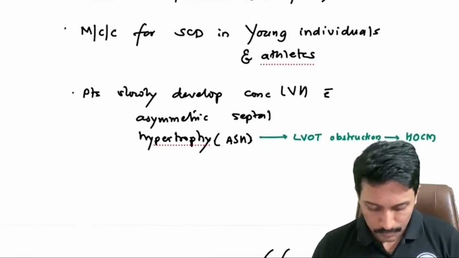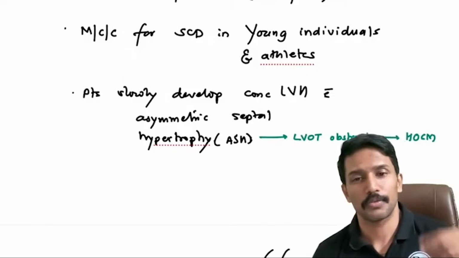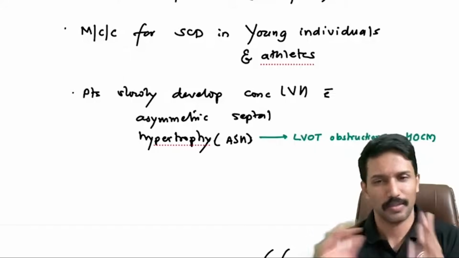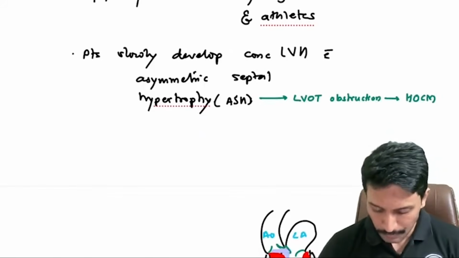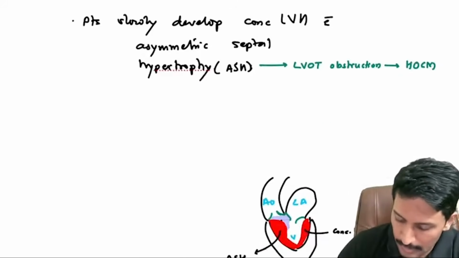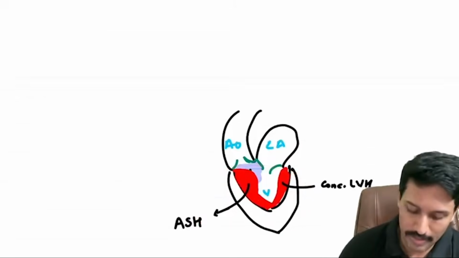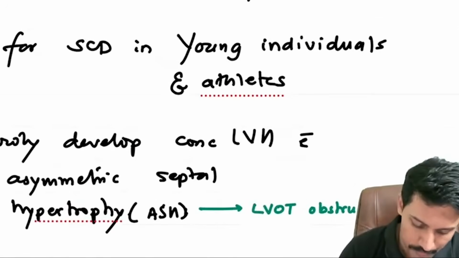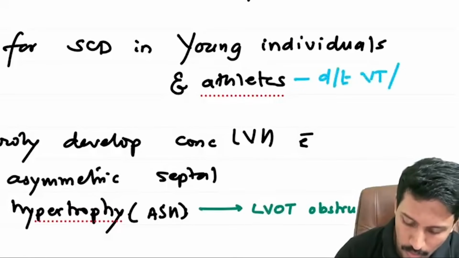So that's why in many of your MCQs, the most common cause for sudden cardiac death in young individuals and athletes is mentioned as HOCM. They are often used interchangeably by authors. Okay. And this hypertrophied ventricle becomes prone to ventricular tachycardia and ventricular fibrillation. So these deaths that I mentioned are generally due to VT or VFib.